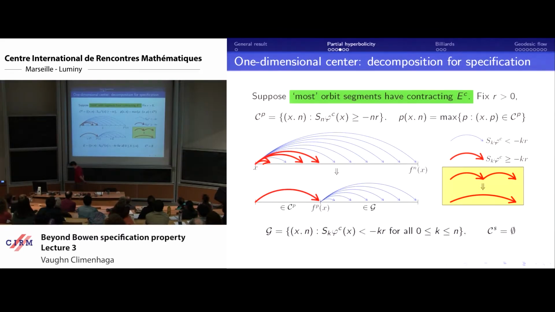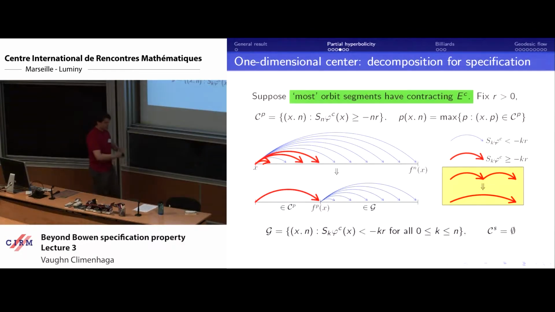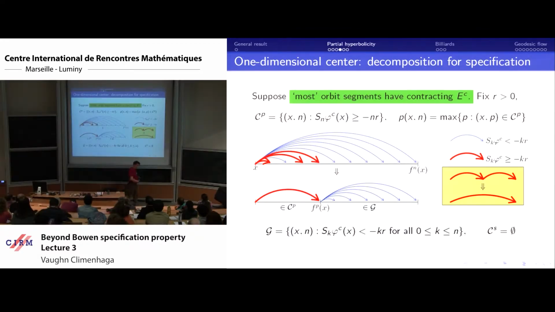Now let's talk about specification. We're going to need a decomposition. So suppose we're in a situation like the Monnier example where most orbit segments have contraction along the center direction at some kind of asymptotic level. Okay, that's a very vague assumption. I will make it precise in a moment.